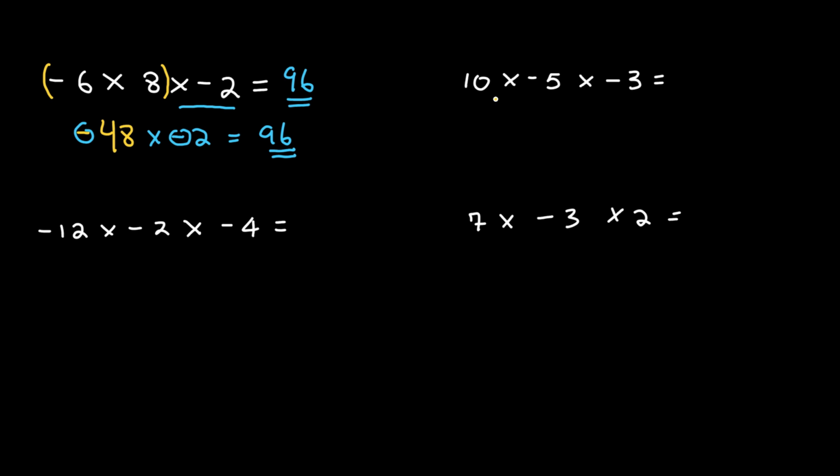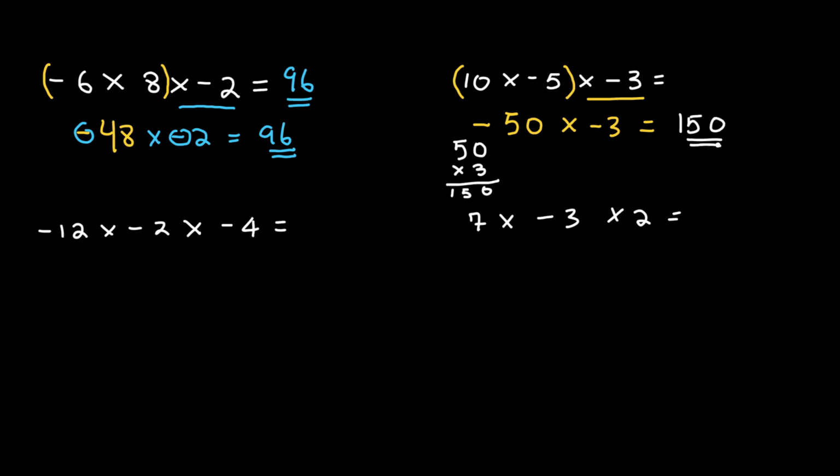Alright, let's go ahead and solve this one. Let's group 10 times negative 5. Positive and negative gives you negative. 10 times 5 is 50. And now let's multiply it with this number, negative 3. What is negative 50 times negative 3? Well, if you cannot solve it mentally, you can set the problem in this way. 3 times 0 is 0. 3 times 5 is 15. So our final answer will be positive 150.